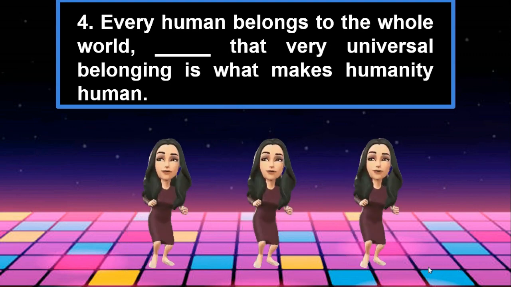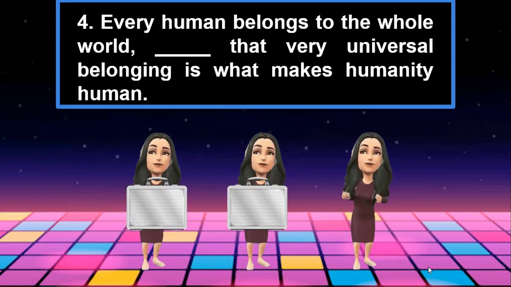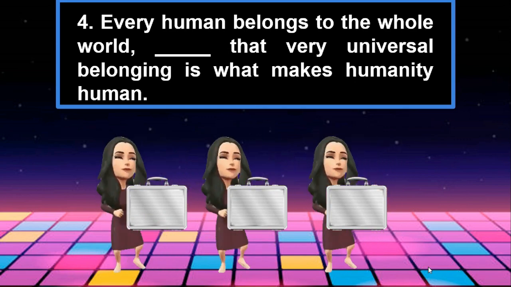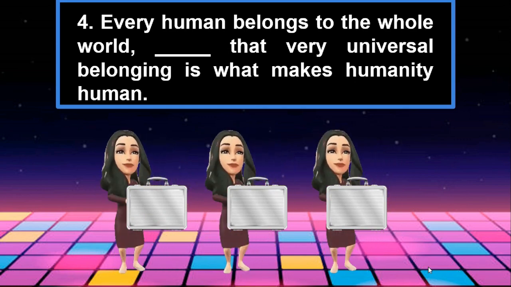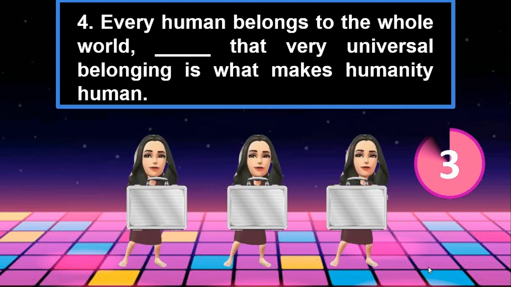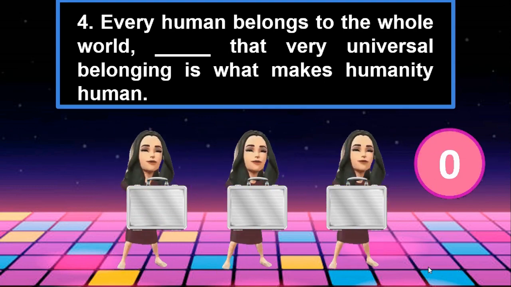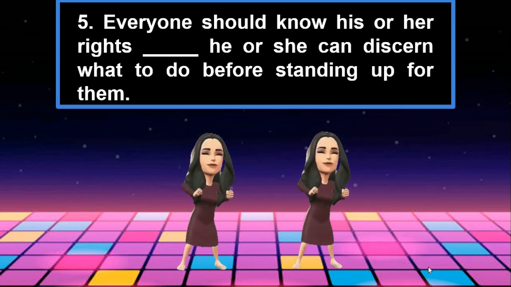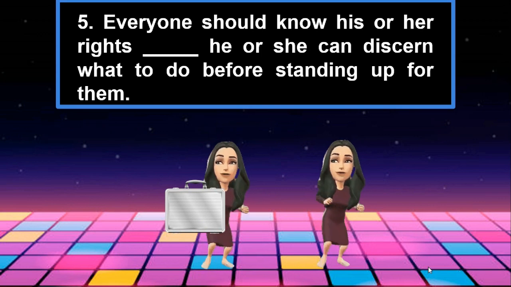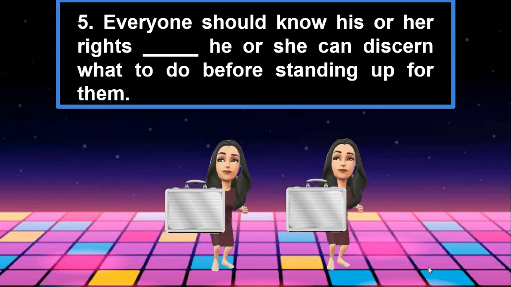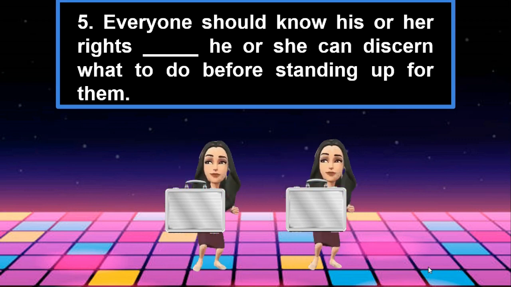Number 4. Every human belongs to the whole world. Blank, that very universal belonging is what makes humanity human. Number 5. Everyone should know his or her rights. Blank, he or she can discern what to do before standing up for them.